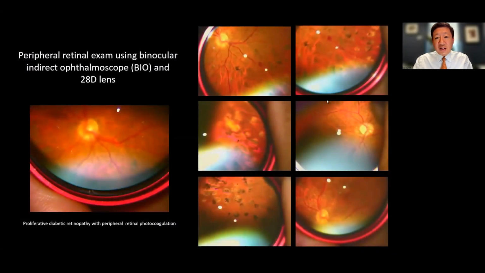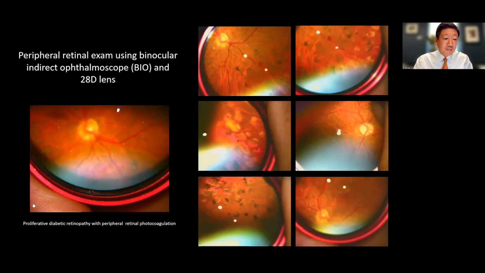Here on the right, we can see some peripheral examinations using a 28 diopter lens and the indirect ophthalmoscope. These dark spots represent laser photocoagulation scars from pan-retinal or peripheral retinal photocoagulation. And you can see by looking in different quadrants, the patient we are able to see the peripheral retina.